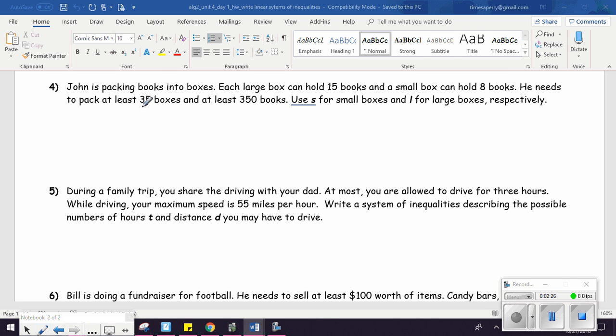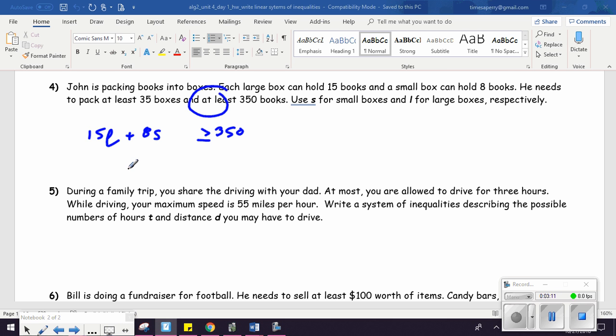All right, so we know that he needs to have at least 350 books. So at least, again, means that it could be more than that amount where the number is the minimum. So at least 350 books. And we know that there's 15 books in a large box and there is 8 books in a small box. The total of books, again, can be greater than or equal to 350.